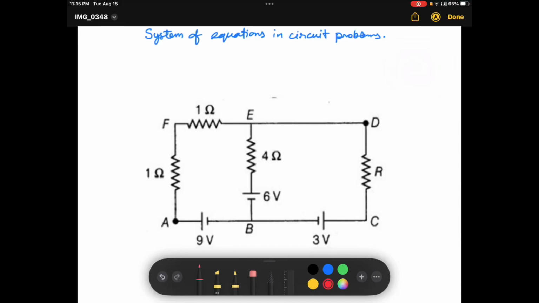Hi students, welcome back. Today I'm going to show you an application of simultaneous equations in physics, in particular in electricity, that is in circuit problems. So here is a problem, a multi-loop circuit problem in which we want to determine the electric current in the various branches of the circuit.